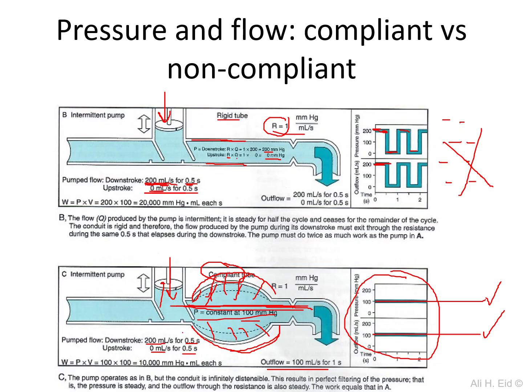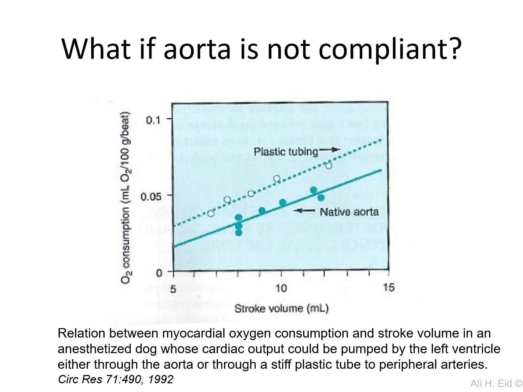Let's take another application of this. In this application, they looked at the relation between the oxygen consumption of the heart, of the cardiomyocytes, and the stroke volume. They used an anesthetized dog where they measured the cardiac output. They could pump it by the left ventricle either through the aorta or through a stiff plastic tube. Stiff means rigid, means non-compliant. Aorta means compliant vessel. And look what happens.